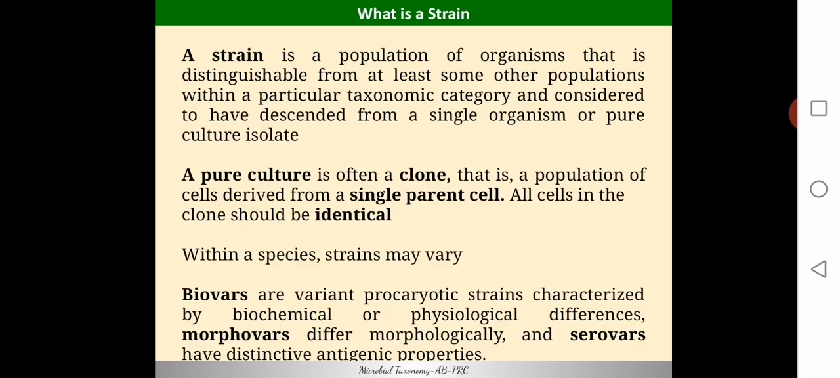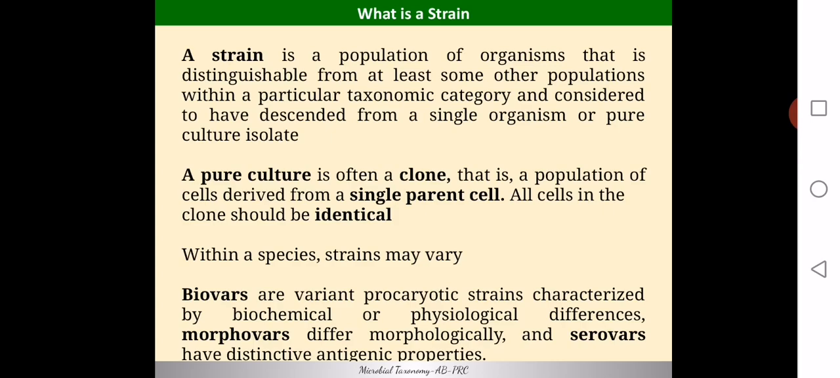So domain, kingdom, phylum, family, genus, all these things are the taxa of classification. So species, we defined as a collection of strains. So what is a strain? A strain is a population of organisms that is distinguishable from at least some other populations within a particular taxonomic category and considered to have descended from a single organism or a pure culture isolate, right?